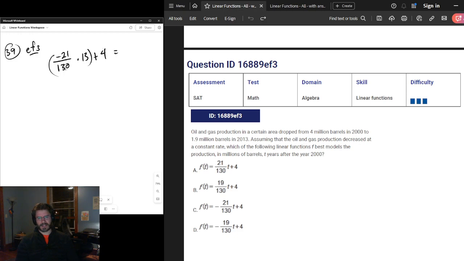130 and 13 have that common multiple of 13. So that reduces to 1. That reduces to 10. So negative 21 over 10 plus 4, negative 2.1 plus 4. We want this to be 1.9. I think this is gonna be 1.9. 4 minus 2.1. Yeah, that's 1.9. So the answer here is C.